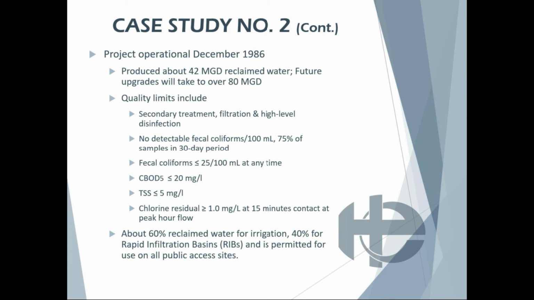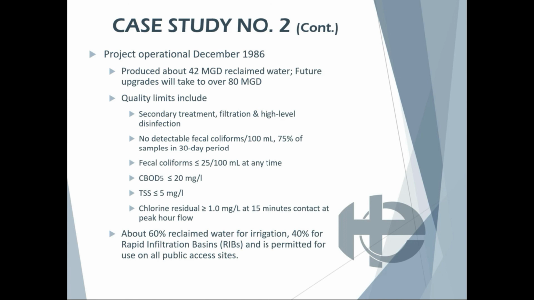They had to have it done by 1988, so they were just barely under the wire. They currently produce about 42 million gallons per day of the reclaimed water, with upgrades planned to take it to over 80 million gallons per day. Obviously, these are much larger systems than any of the ones you're likely to see in and around Oregon, but the general concept is still going to be the same.